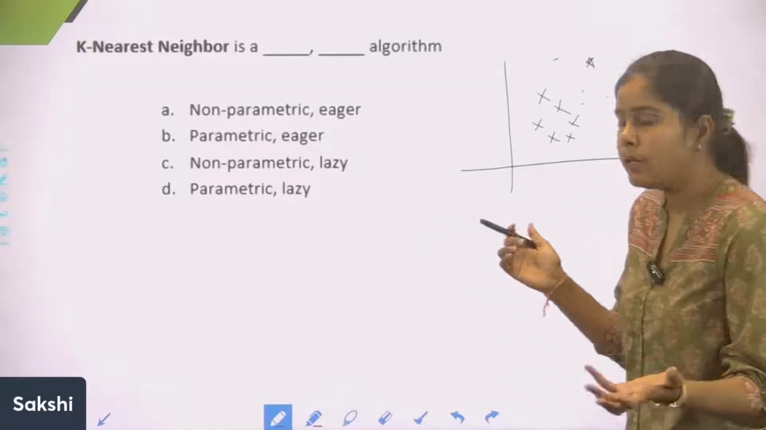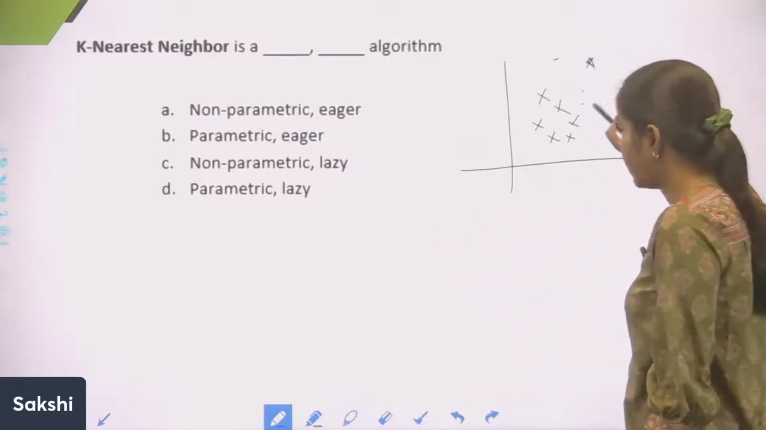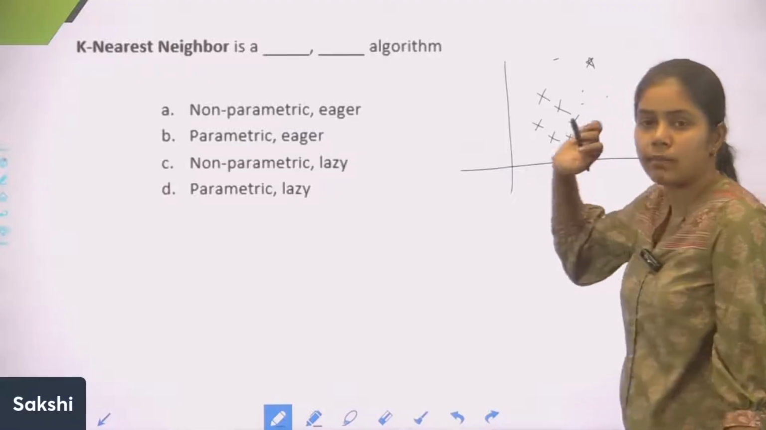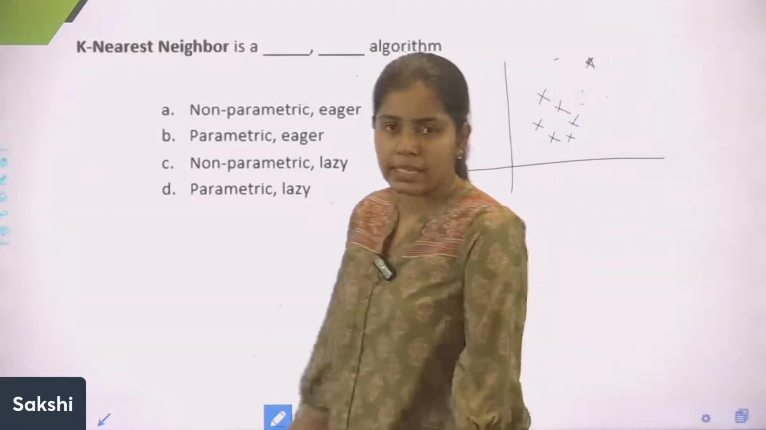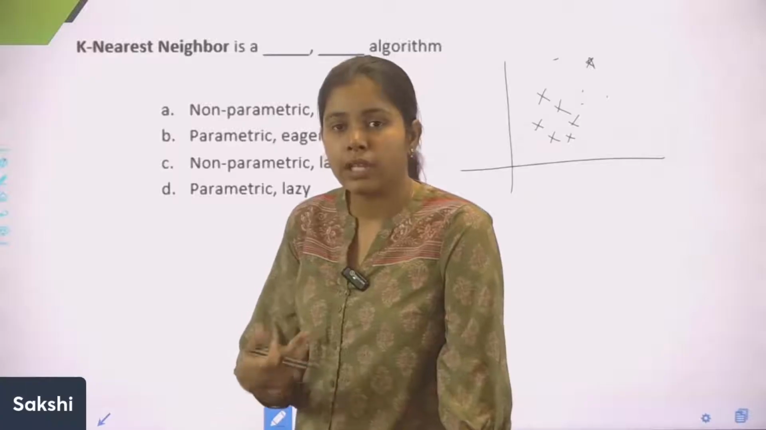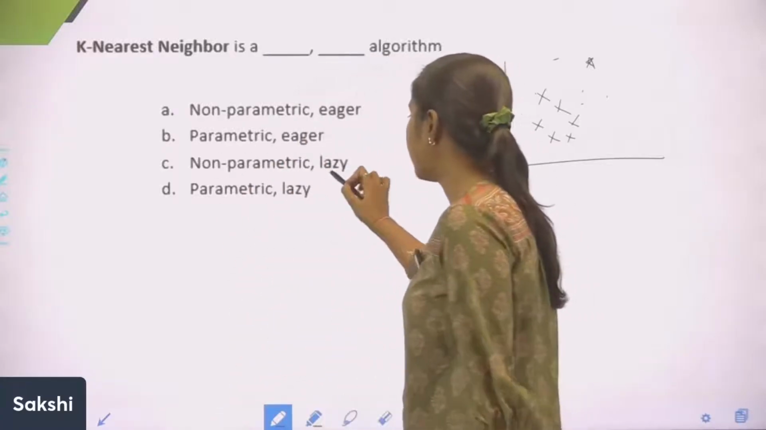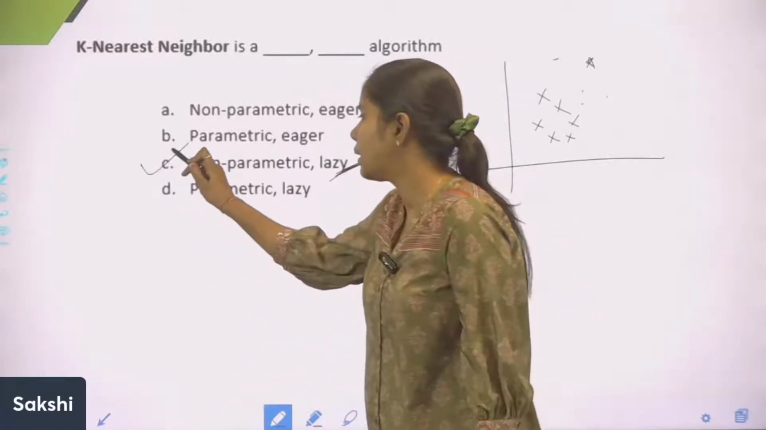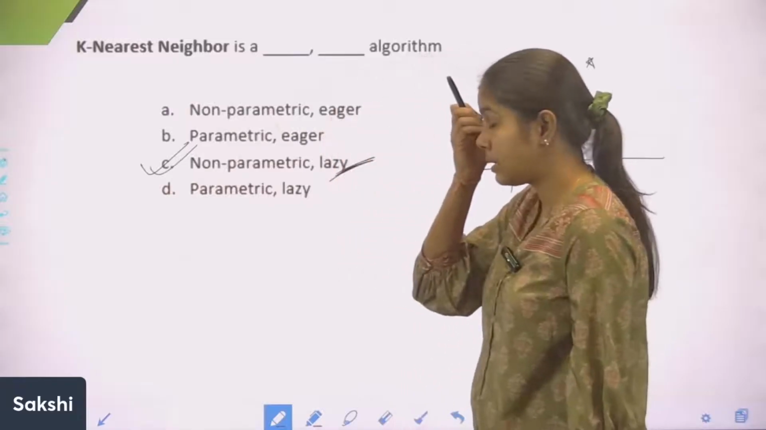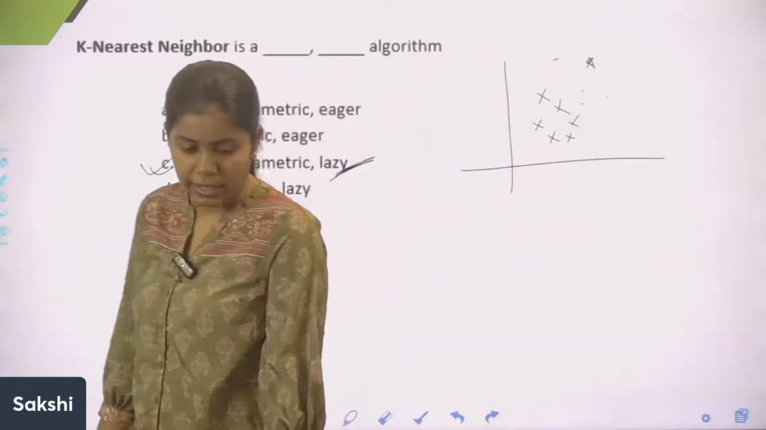Like I'll work on my results, how many crosses the nearest neighbors have and how many circles they have. So that is a lazy learning algorithm because we do not have any training process. We say that k nearest neighbor is non-parametric and lazy.